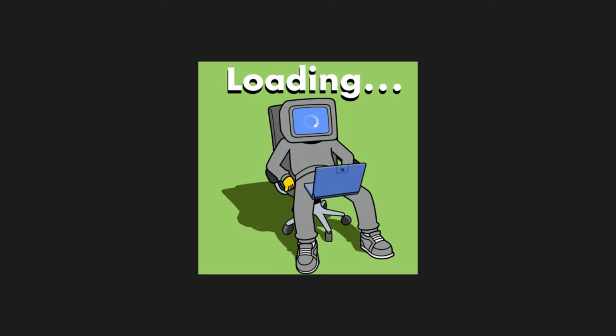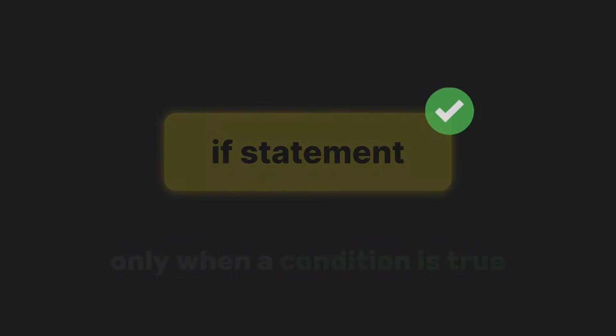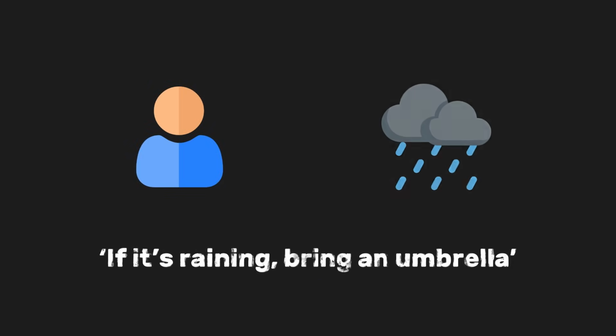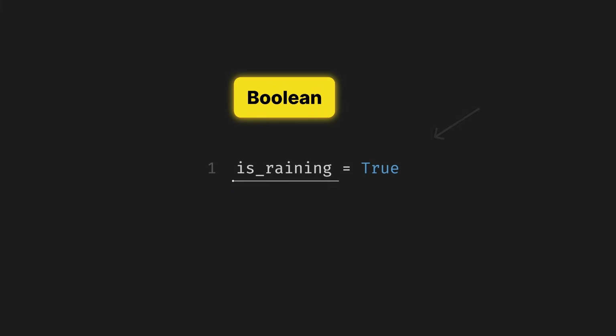Now let's make the computer think. We will use an if statement to run code only when a condition is true. It's like telling a friend, if it's raining, bring an umbrella. Let's start by declaring a Boolean variable called isRaining and setting it to true.